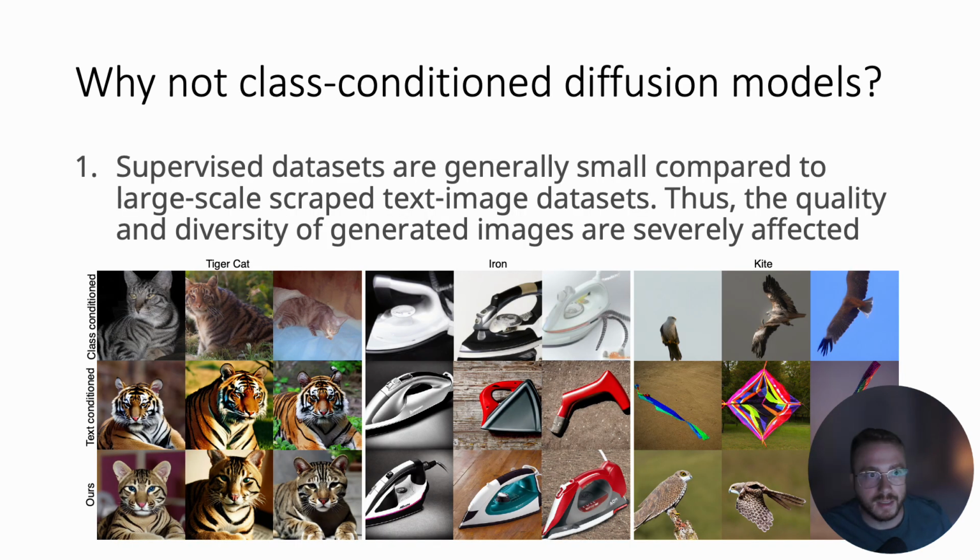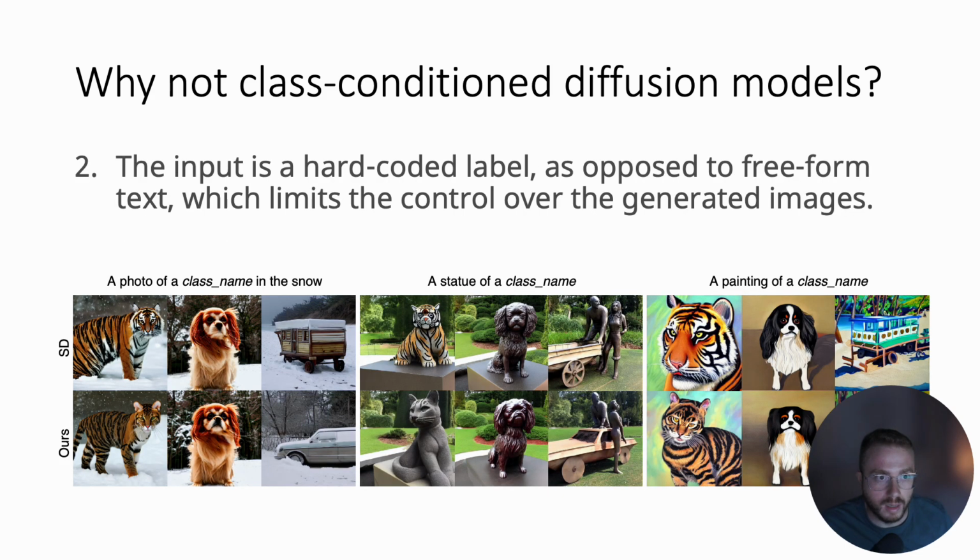Some questions you may ask is why not use class conditional diffusion models? We find that class conditional models, because they are trained on supervised datasets, have very poor quality compared to text-to-image models. With our model, you get the benefit of both worlds, because, as you can see in the last row, you get very high quality and the class is represented very accurately. Also, with class conditioning, obviously you can't use free-form text, and with our model you can do that, which is another benefit of our method.